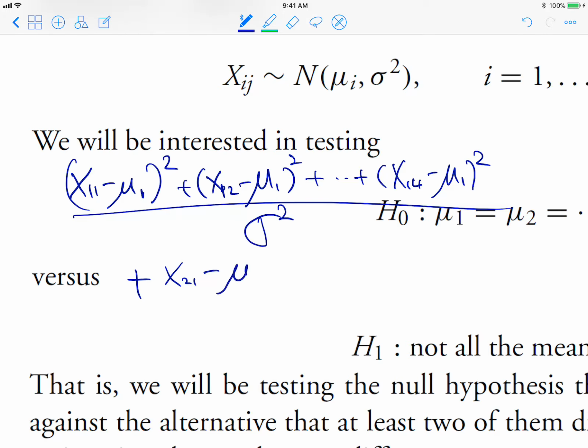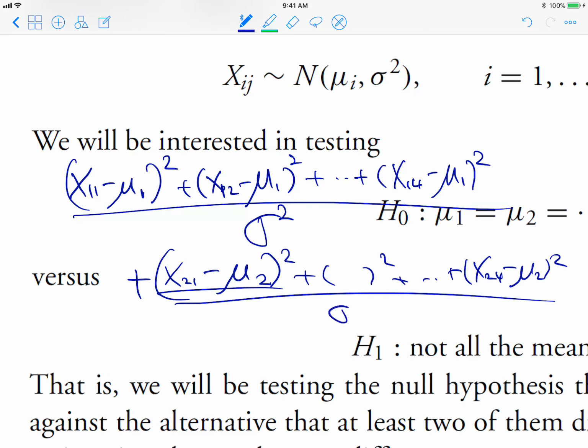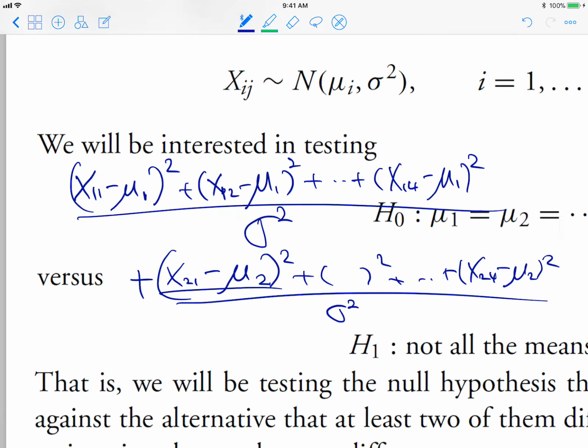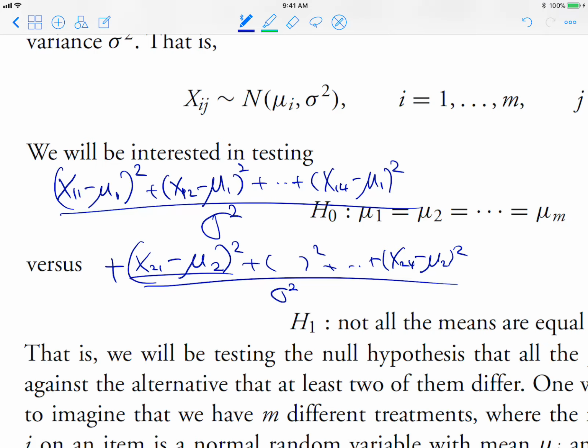And then we further continue adding x21 minus mu2 squared, up to x24 minus mu2 squared, and then divided by sigma squared. So we have exactly 4 observations in the second group. We assume that each group has the same number of observations. The first group will give a chi-square distribution with the degree of freedom of 4, and the second group will also give a degree of freedom of 4.